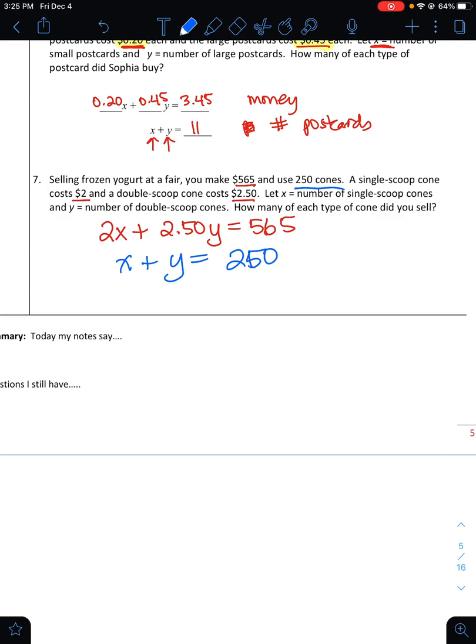Okay, $2, $2.50, $565. So 2 times X, because X is the small scoop, 2.5 times Y equals 565. And then some were small, some were double. So X plus Y equals 250 all together.